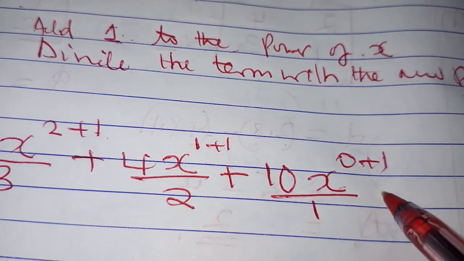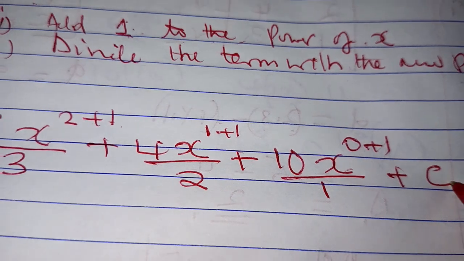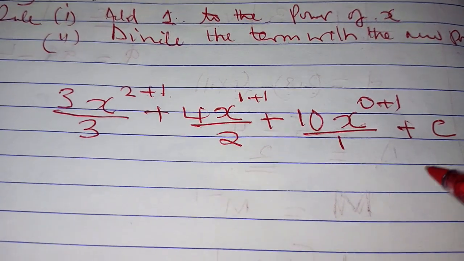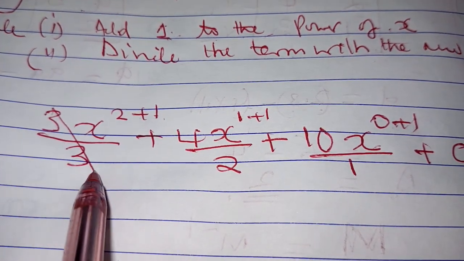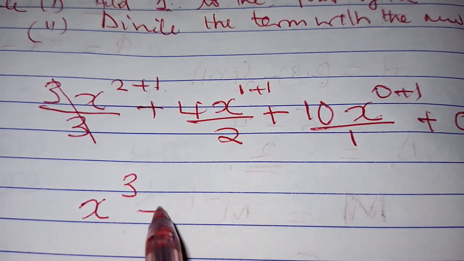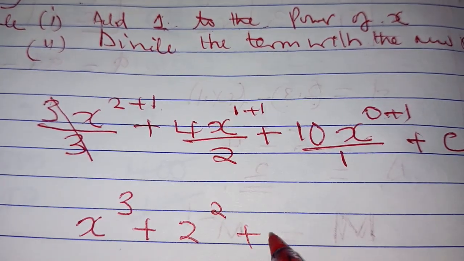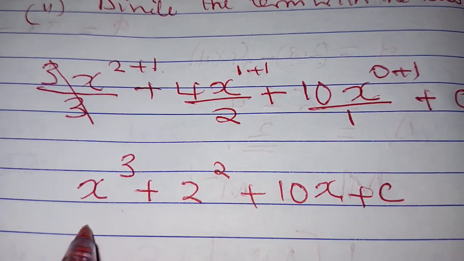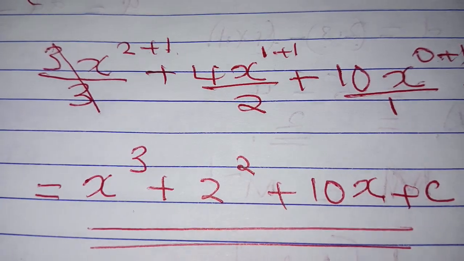We shall also remember to add c, which is the constant of integration. Every time we integrate, we require to have a c, the constant of integration. And therefore, our answer now becomes: the 3 cancels with the 3 here. And so we shall have the answer as x raised to power 3 plus 2x raised to power 2 plus 10x plus c. That is the answer to the integration of our question up there.